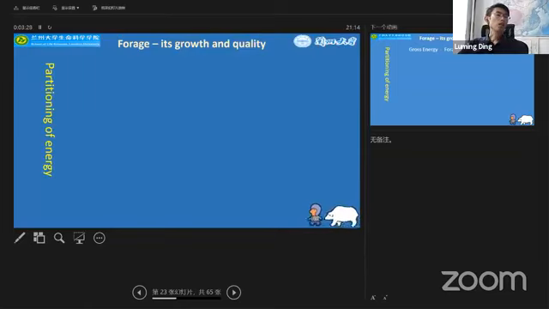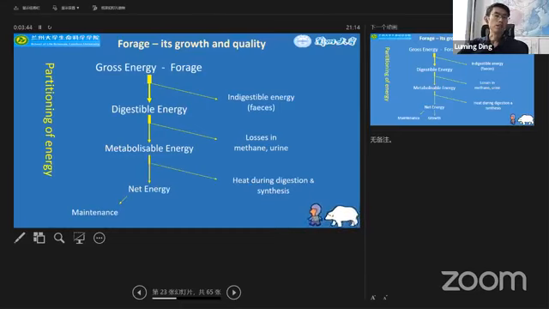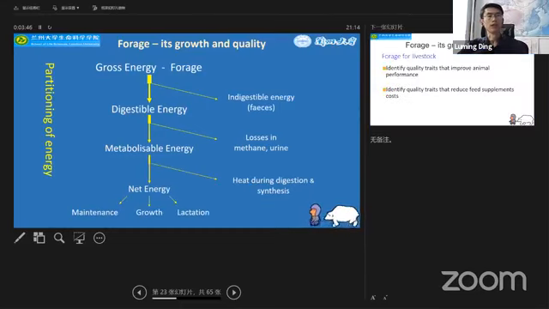This diagram can explain the partitioning of energy: the gross energy, digestible energy, metabolizable energy, and net energy for maintenance, for growth, and for lactation, as explained before.